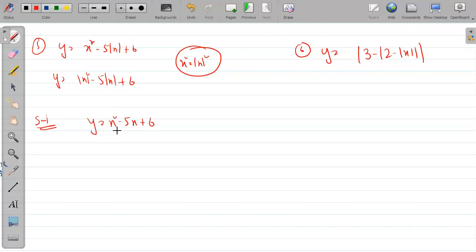What is f of x? This is an upward parabola. The roots are 2, 3. So it's an upward parabola and the roots are 2, 3 only. That is correct. So this is 2 and this is 3. It is a parabola whose roots are 2, 3. It is like this only.